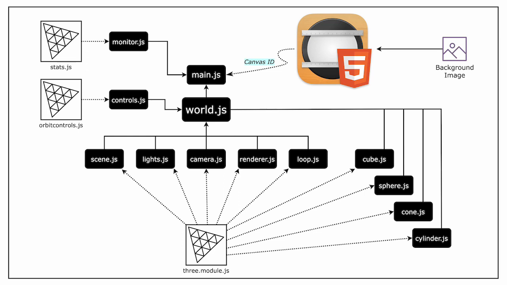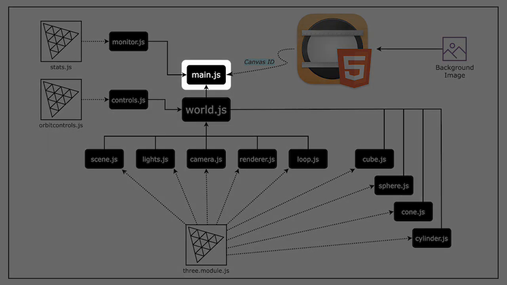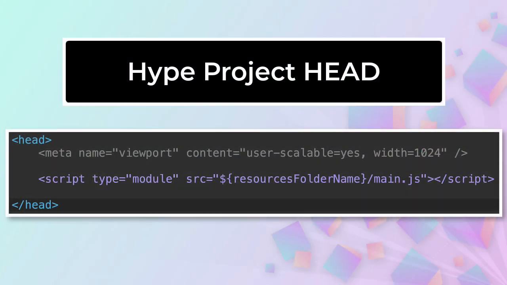This is our project structure so far. You can see how we've organized things in a way specifically designed to use JavaScript modules. We did this in the main.js file that we load manually in the head of the Hype project. This script file is configured with a module type, which means that its loading is delayed until everything else in the project is in place.